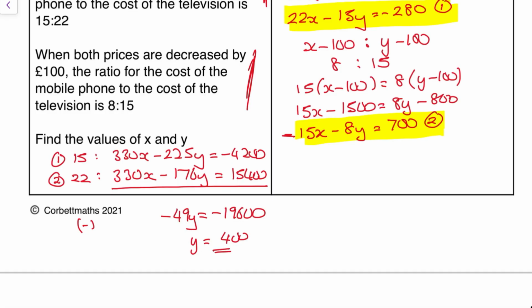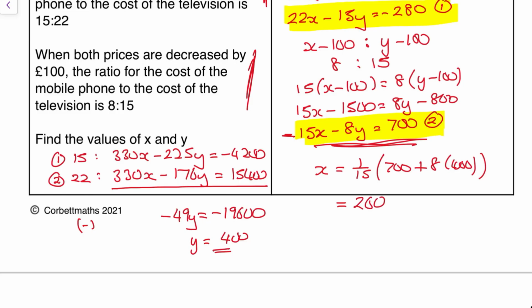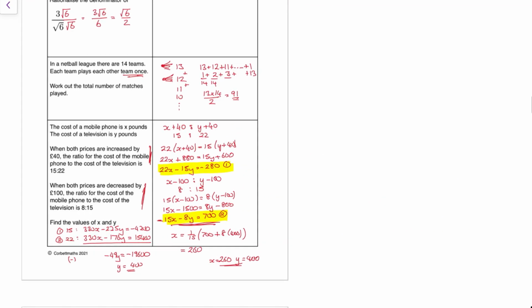Okay, right. Now, just because it's here, I'm going to use this equation here. So therefore, x is going to be equal to 1/15 of 700 plus 8 times y, which is 400. So calculator out. 700 plus 8 times 400, divide by 15 is going to equal another nice number, 260. Pull that all together: x is equal to £260 and y is equal to £400. That felt horrible when I was doing it, but I have to say the nice answers at the end gave me a lot of conviction I've done the right thing.